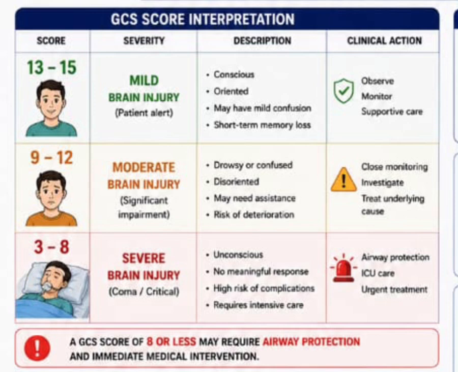Now if the patient is 3 to 8, which means the patient is critical and maybe comatose, but not absolutely comatose or in a vegetative state. Maybe the patient has just fainted. So what you do, the patient is unconscious, with no meaningful response.